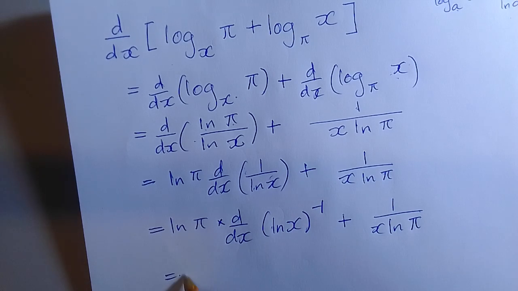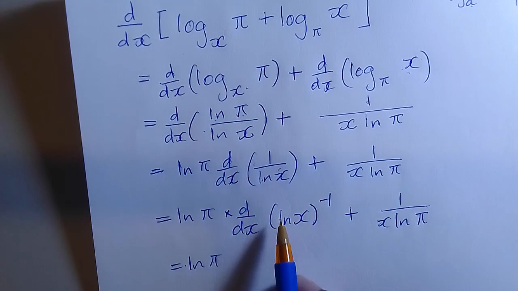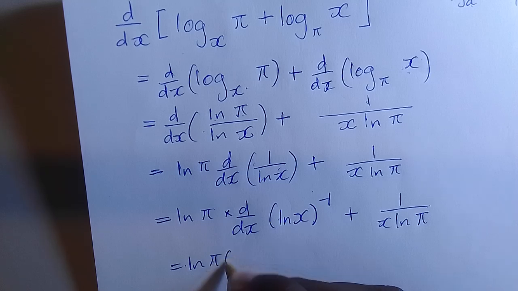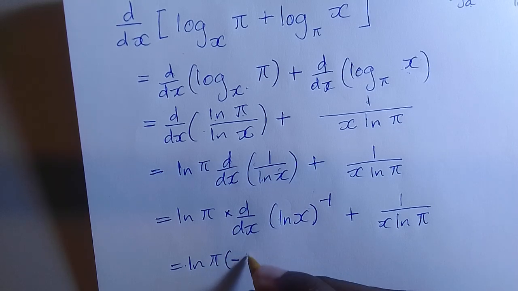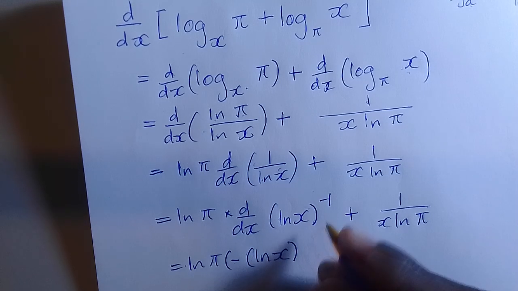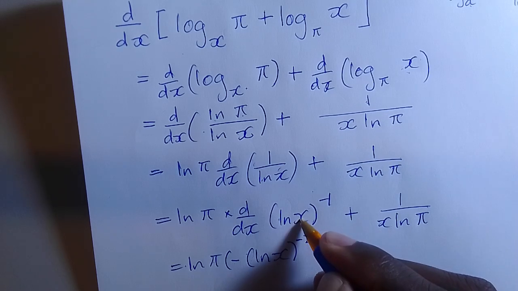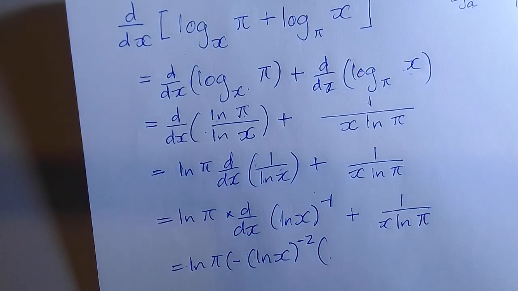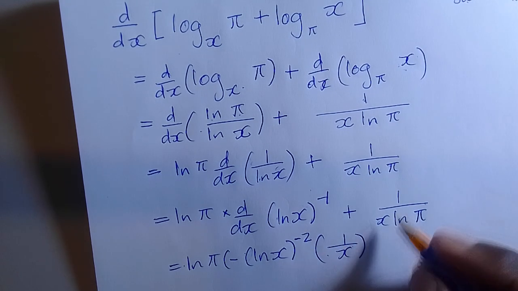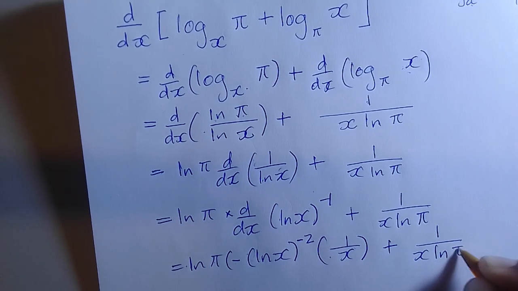Now let us do the differentiation here. You differentiate the outside, which is something to the power of minus 1. So that's just the power rule. You say minus 1 times ln x to the power of, you subtract 1 from the exponent, you have negative 2. And then you find the derivative of the inside. The derivative of ln x is 1 over x. And then you add this, which is 1 over x ln pi.